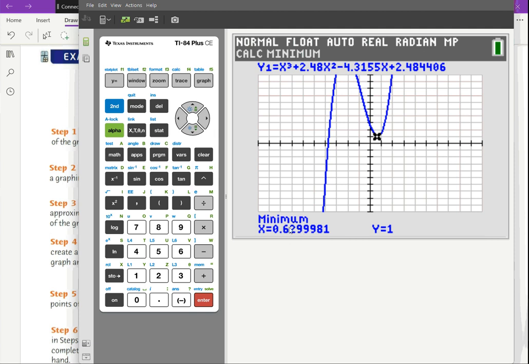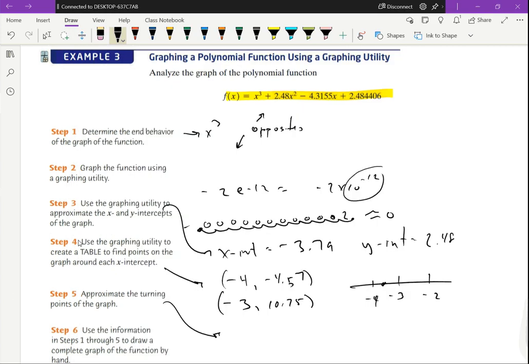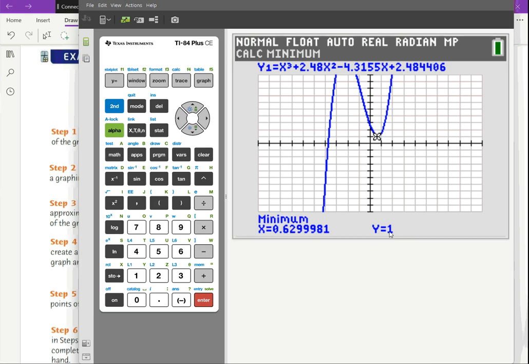So at approximately 0.6299. If I round this, because I've been doing everything to 2 digits, I'm going to say this is 0.63. So 0.63. And what was my y value? I should have taken a look at that. Oh, y value of 1. Okay.